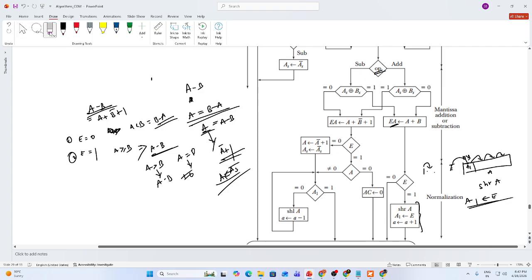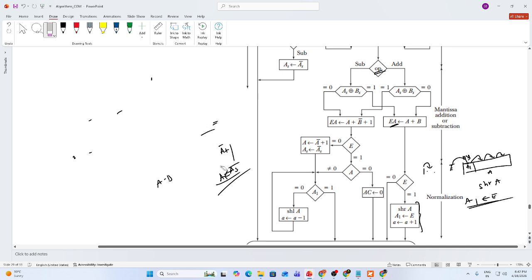Okay, let me tell you this one more time. In case of subtraction, I have 2 cases. If A is greater than or equal to B, what do I need to do? I need to do A minus B. But if A is less than B, what do I need to do? I need to do B minus A.